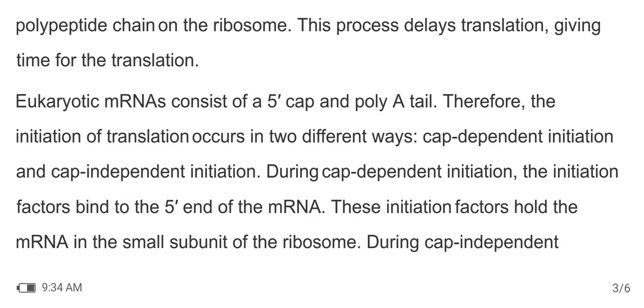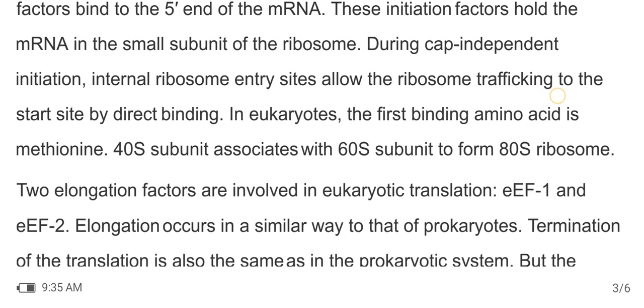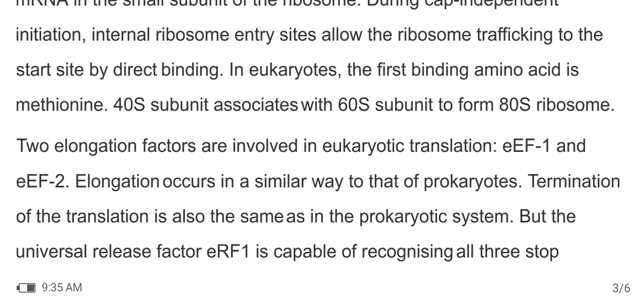During cap-dependent initiation, the initiation factors bind the 5' end of the mRNA. These initiation factors hold the mRNA in the small subunit of the ribosome. During cap-independent initiation, internal ribosome entry sites allow the ribosome to reach the start site by direct binding. In eukaryotes, the first binding amino acid is methionine. The 40S ribosome subunit associates with the 60S subunit to form the 80S ribosome.